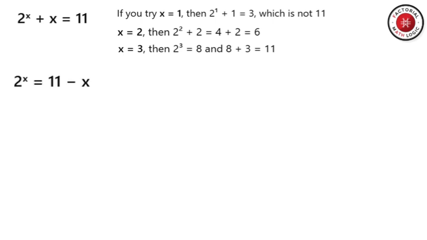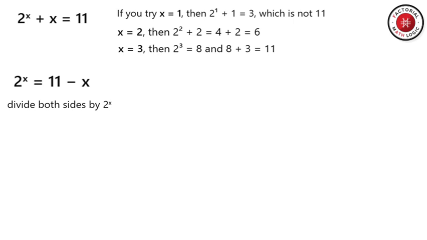Now let's see how we can solve this properly, step by step. Our equation is 2 to the power x plus x equals 11. First, move x to the right-hand side. 2 to the power x equals 11 minus x.